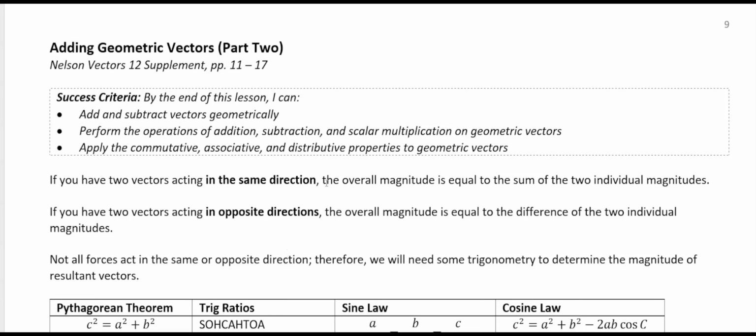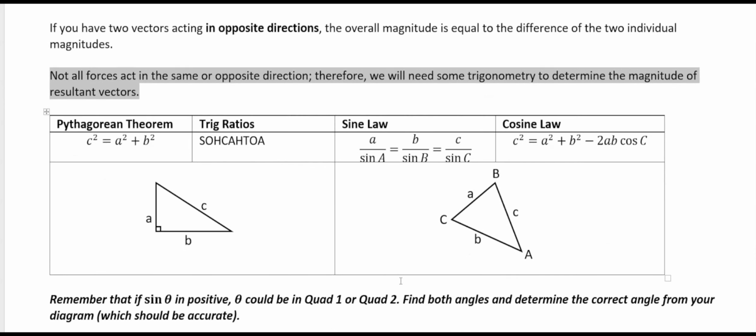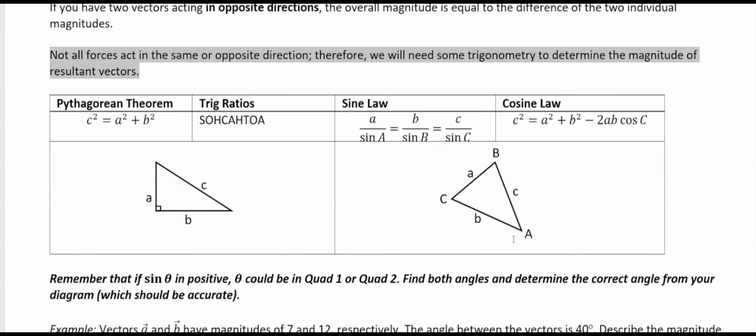Well, not all forces act in the same or opposite direction. Therefore, we're going to need some trigonometry to determine the magnitude of resultant vectors. Okay, so we're going to use a few things here. We're going to use Pythagorean theorem, trig ratios, sine law, and cosine law to help us with these calculations.